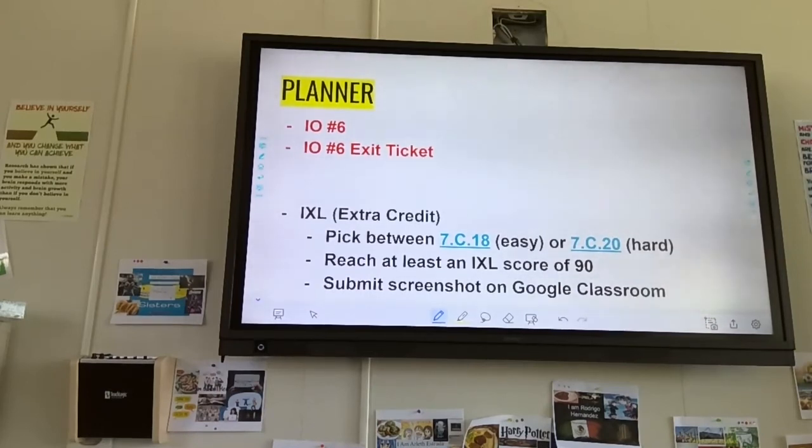Remember, no screenshot, no evidence. So make sure you show me a screenshot of at least 90. And make sure I can see that it says 7C18 and 7C20. Some students send me screenshots where there's only a score. I don't know what it's for. Some students mark it as done. I don't know if you have any evidence that you actually did it. So make sure you send full screenshots on Google Classroom.